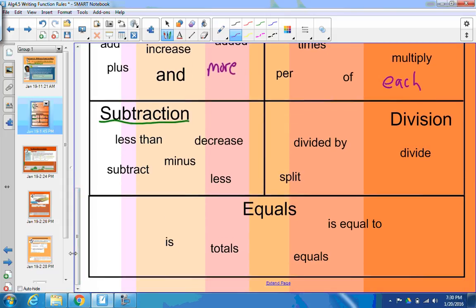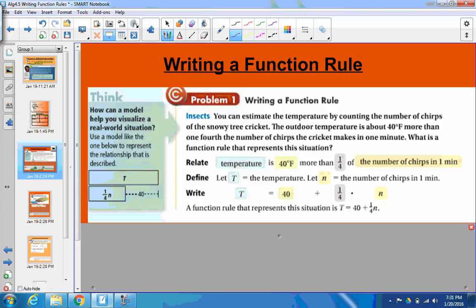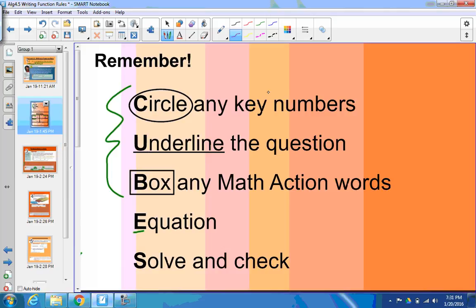And then equals. There's always got to be an equals if we're writing an equation. So a key one is, or total. But if we have is equal to or equals, those are also key ones. There's some other ones that could be as well. So we're going to start off by talking about writing a function rule. There's not necessarily a strict set of guidelines other than CUBES. This is how we do it.